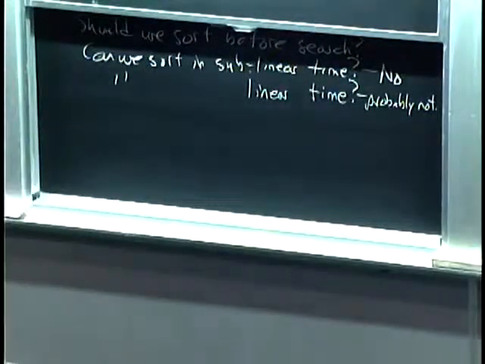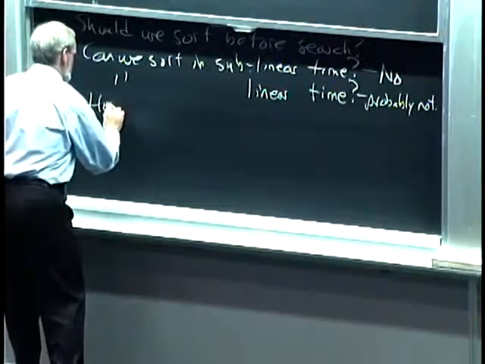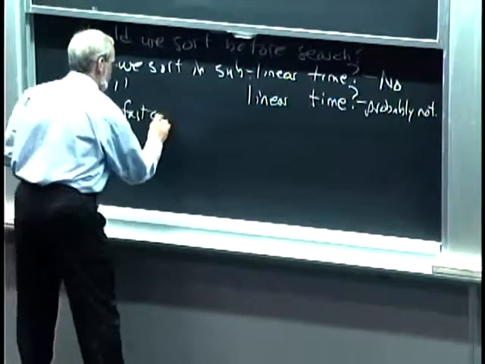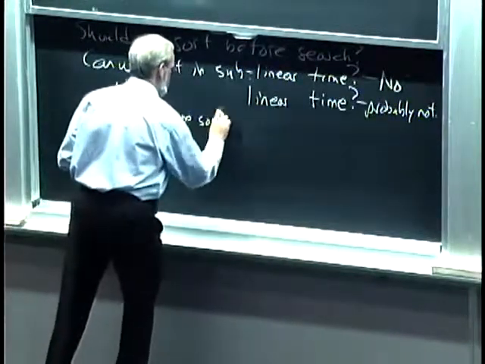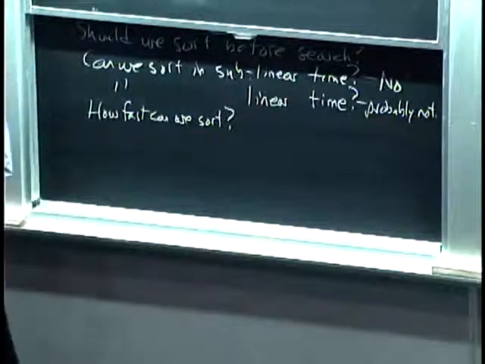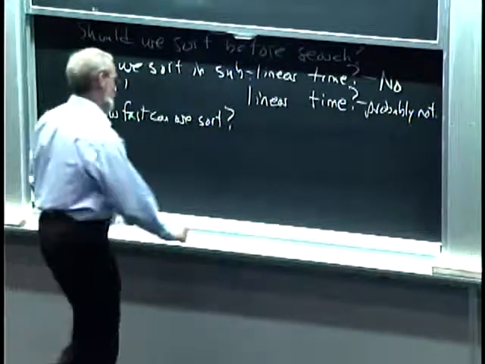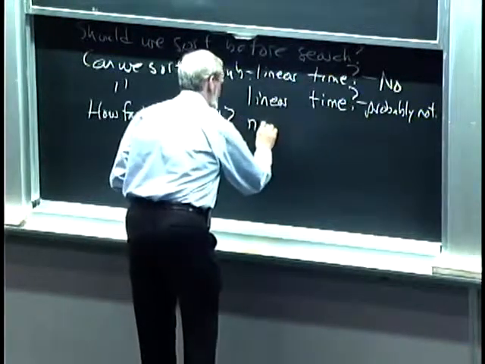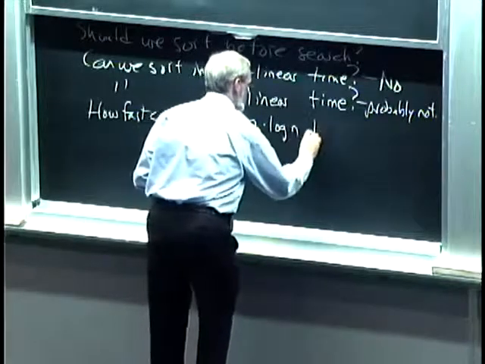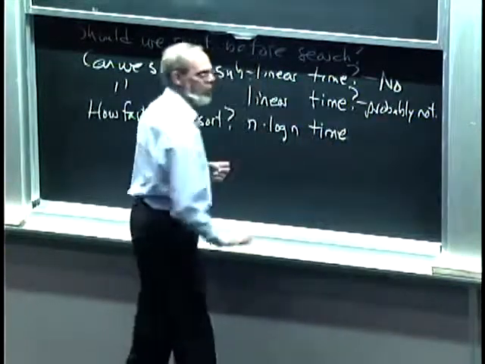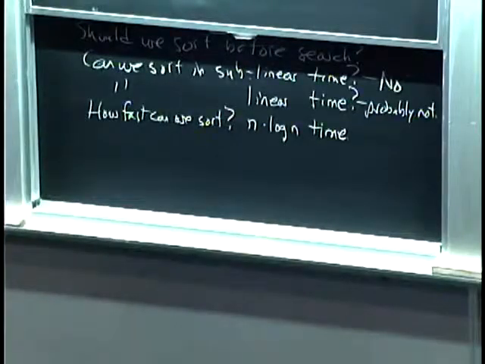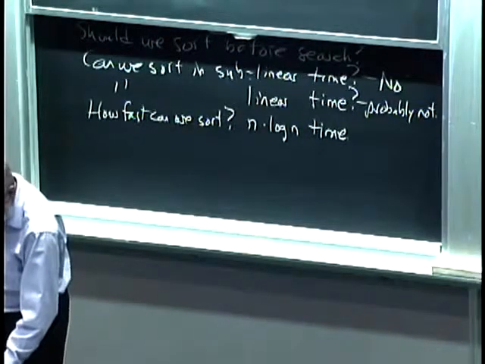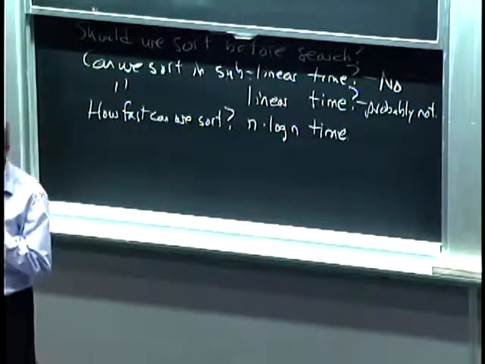So how fast could I sort a list? How fast can we sort it? We're going to come back to this probably next time if I time this right, but the answer is we can do it in n log n time. I want to set the stage here. It turns out that's probably about the best we can do, where n is the length of the list.